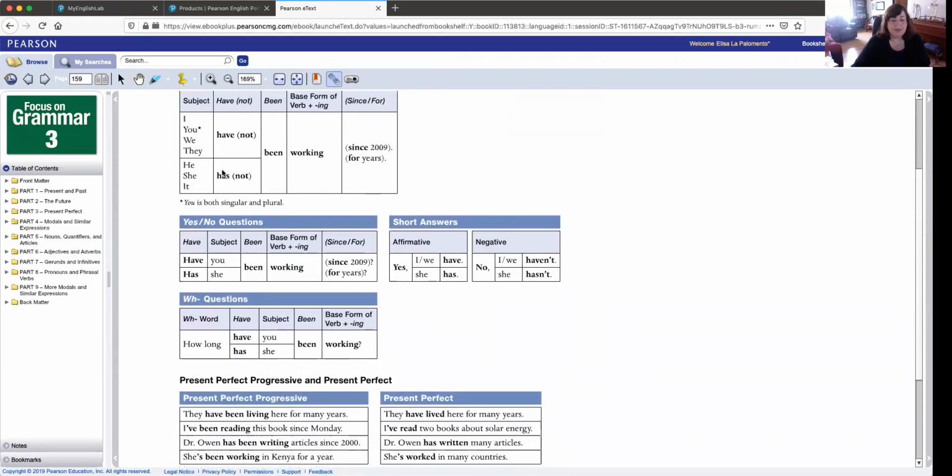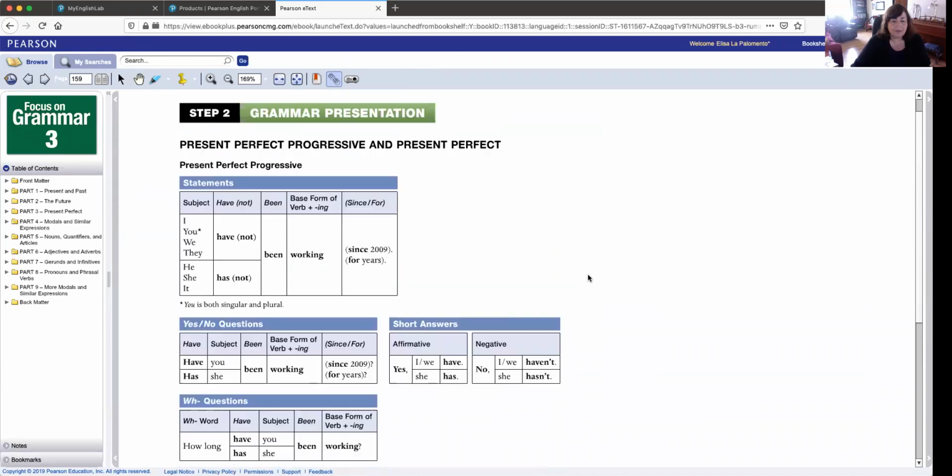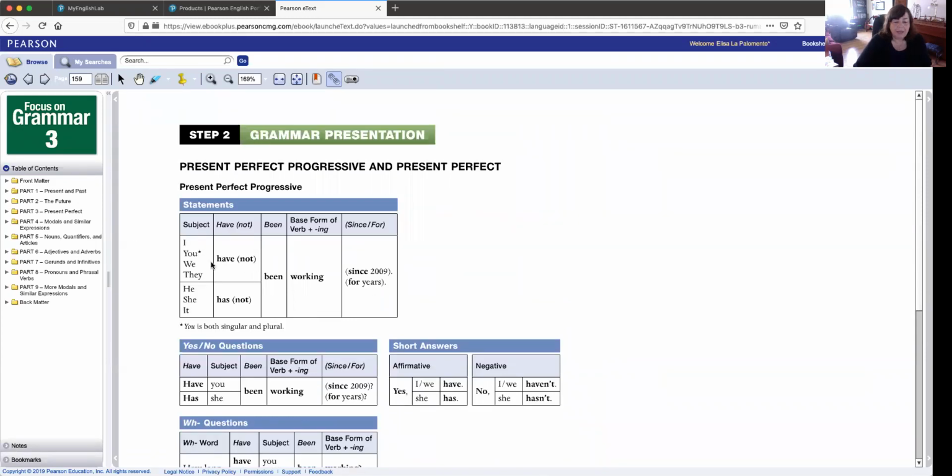We form it like this. Again, it's the subject plus have or has, depending on the person. But then after the have or has, you're going to add the word been. You always add the word been, and it doesn't matter what the subject is. And that is followed by the main verb with ing at the end, okay? So now we have I have been working since 2009. You have been working since 2009. We have been working for years, etc. You can read this on your own.